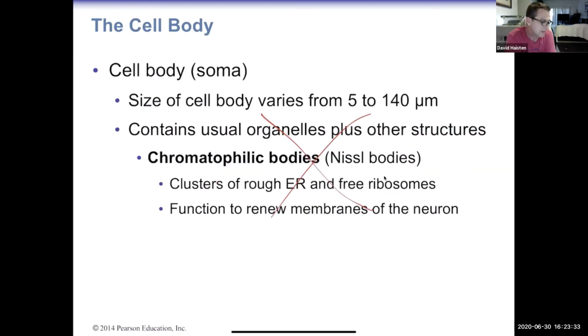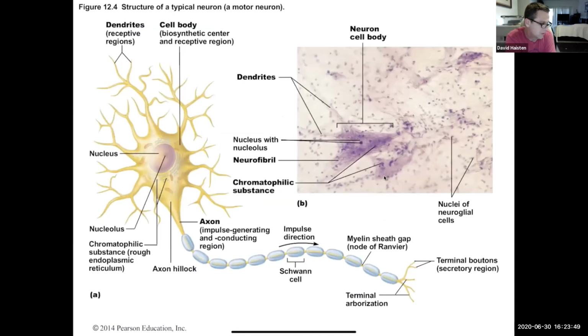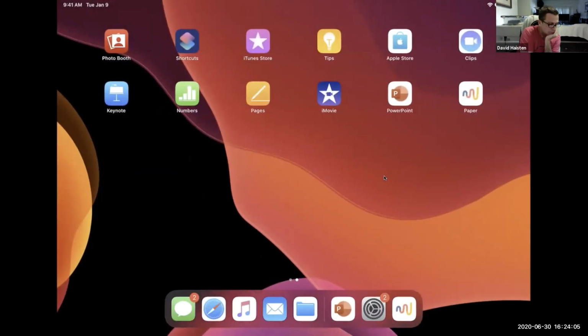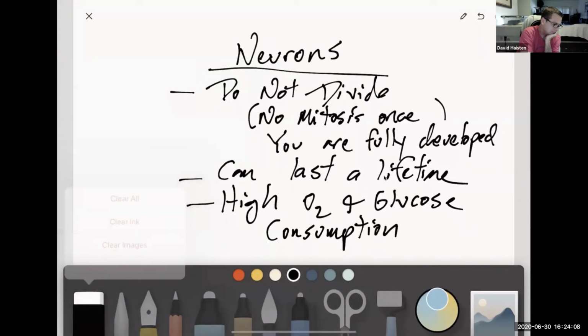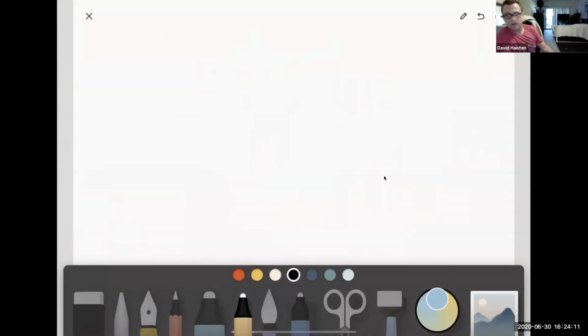Okay, fine. You have these chromatophilic bodies, Nissl bodies, in the neuron cell body. It's just a bunch of rough ER, ribosomes. Whatever, it's just in the cell. Okay, so here we go. Here's our prototypical neuron.